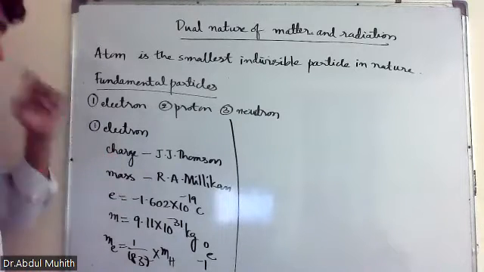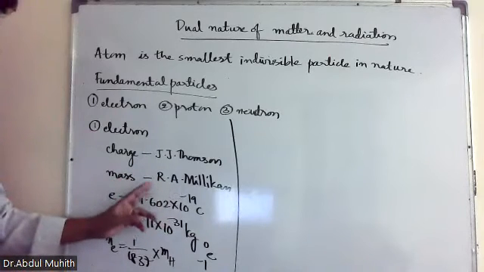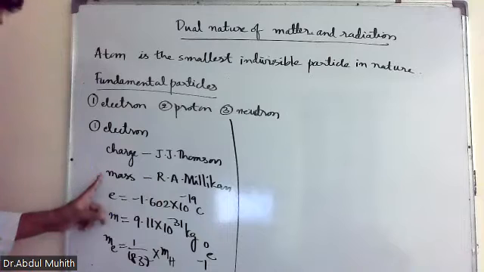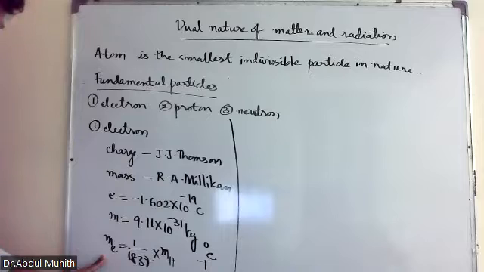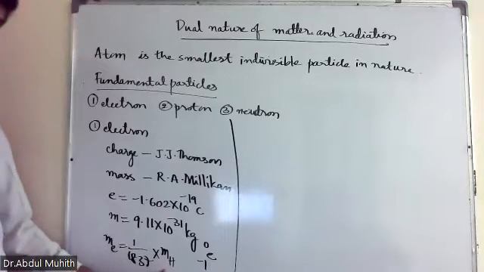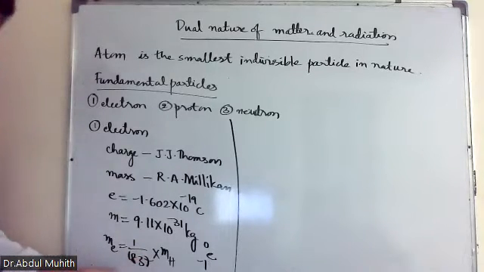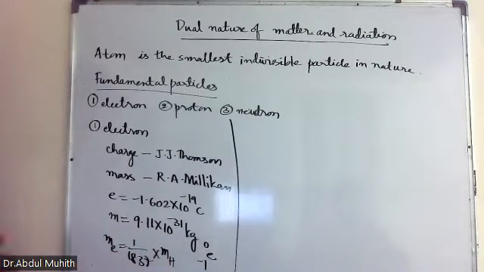So here the charge of the electron was discovered by J. J. Thomson, and the mass of the electron was discovered by R. A. Millikan, using the liquid drop model. Then the mass of the electron is compared with the mass of the hydrogen atom. It means that if you break an atom into about 2000 pieces, then one piece is equal to the mass of an electron. Next, we have the electron symbol: minus 1 is the charge and 0 is the mass.